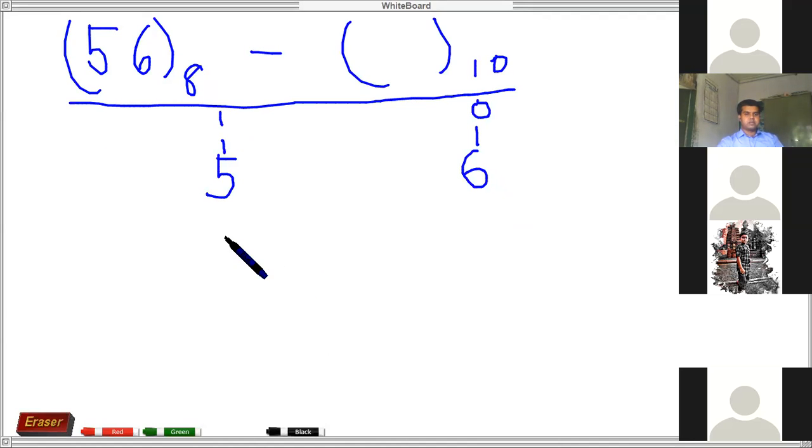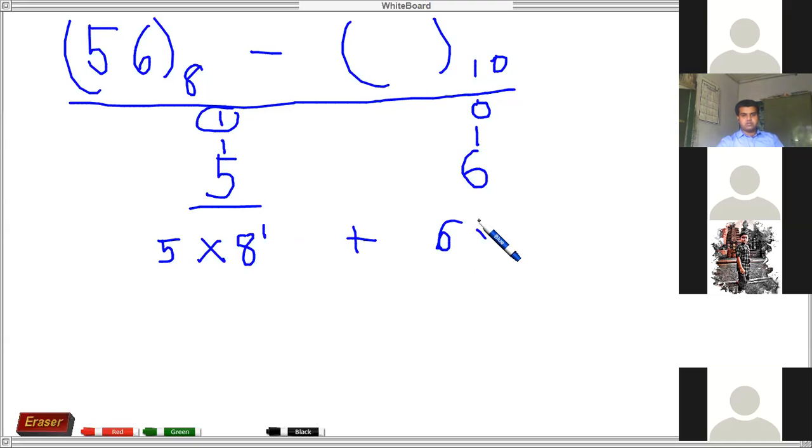Okay. Now what will I do? Since I am converting from octal to decimal, I will write this 5 as 5 into 8. What is the power value? 1. 8 to the power 1 plus 6 into 8. What is the power value? 0. Okay. Now 8 to the power 0 is how much?